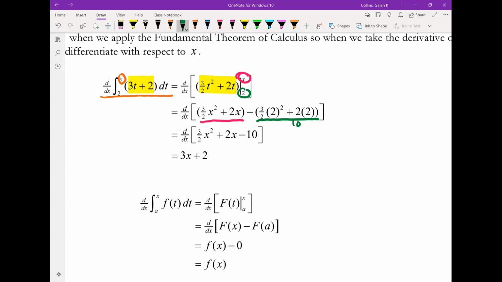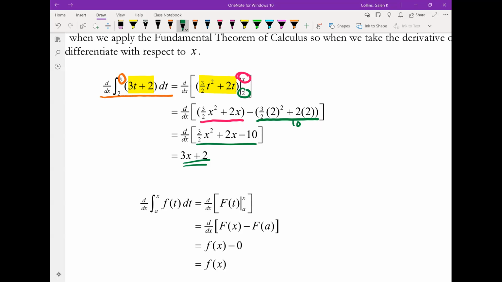But now we're ready to take the derivative of that. And when we take the derivative, that 10 is a constant, so we're left with 3x plus 2. So you might be asking yourself right now, oh my goodness, do we have to do all of that work? And the answer is no, absolutely not. That's what the second fundamental theorem of calculus gives us: not having to do all of that work.